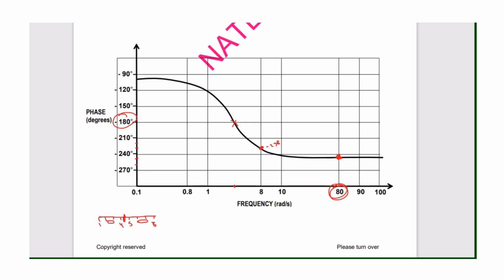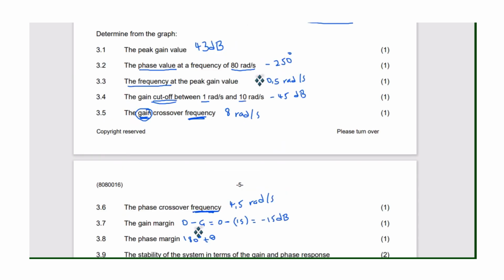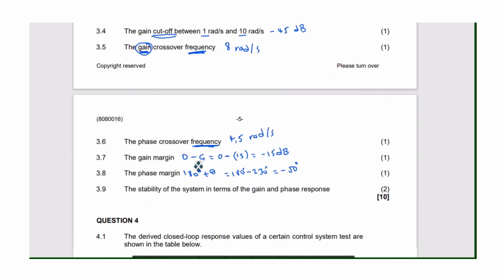So my answer will be 180 minus 230, which is minus 50 degrees.